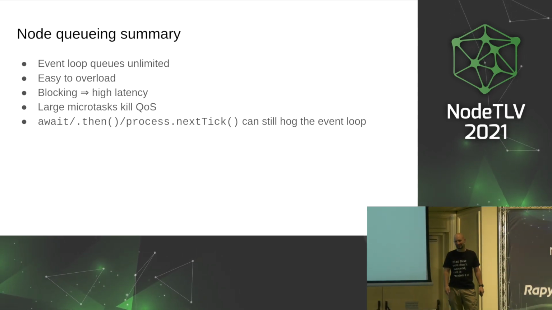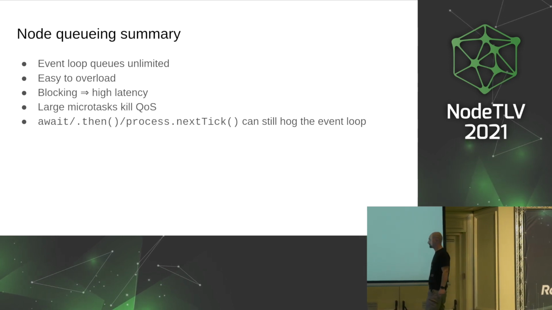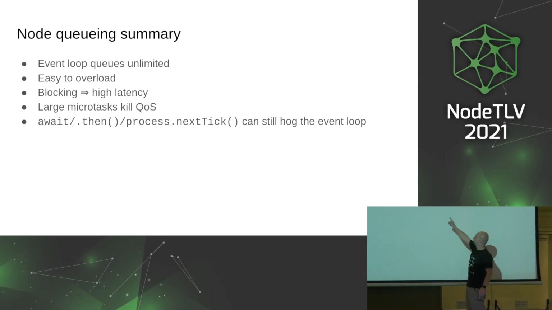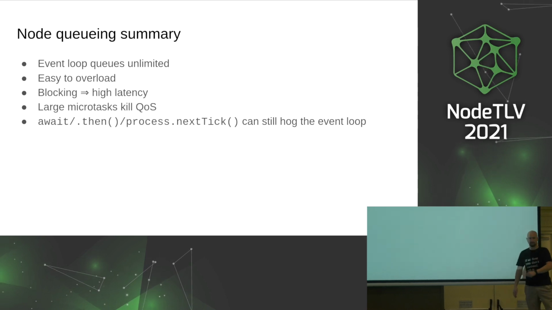Okay? So just a summary, this is mostly here for the slides. Basically, unlimited queues in the event loop.